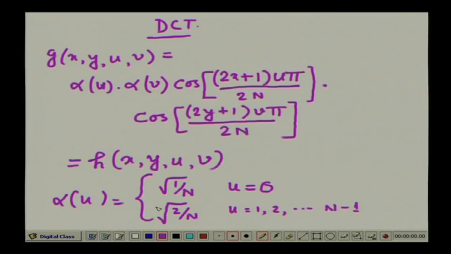Now, using these forward and inverse transformation kernels, let us see how the basis functions or the basis images look like in case of discrete cosine transform. So, this figure shows the two-dimensional basis images or basis functions in case of discrete cosine transformation, where we have shown the basis images for an 8 by 8 two-dimensional discrete cosine transformation.